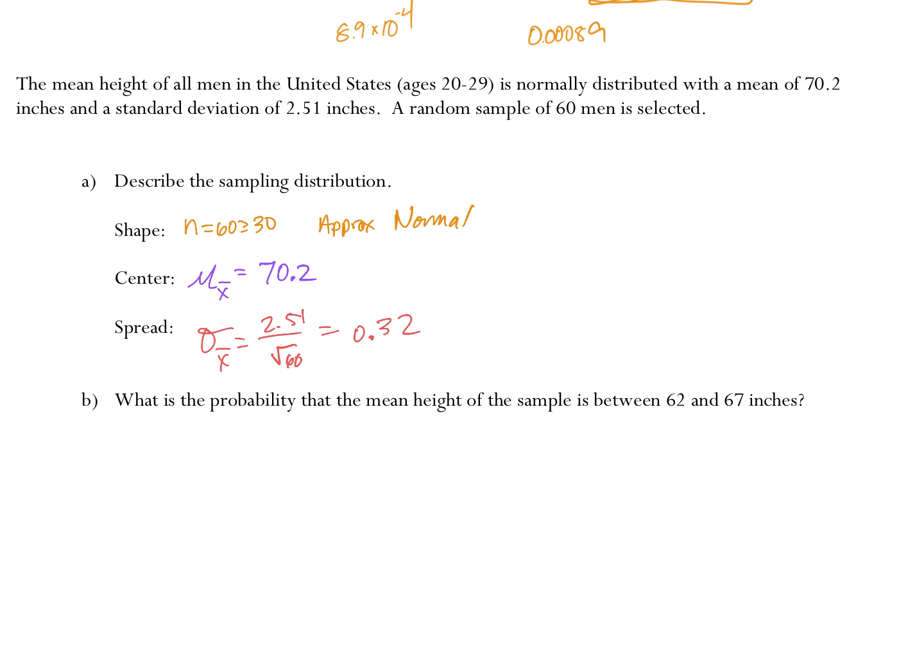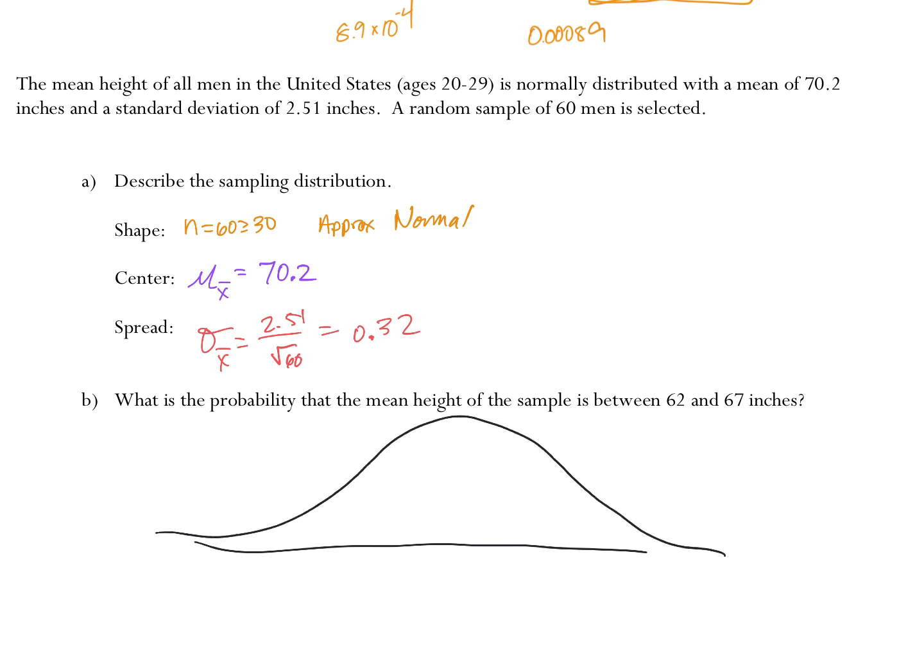All right. Now, for part B, we just said all of those X bars are normally distributed with a mean of 70.2 and a standard deviation of 0.32, yes? Okay? And if my height is between 62 and 67, which, by the way, are both to the left of 70.2, I'm only shading that region between the 62 and the 67. I don't want you to put this in yet. Those are my lower and my upper.